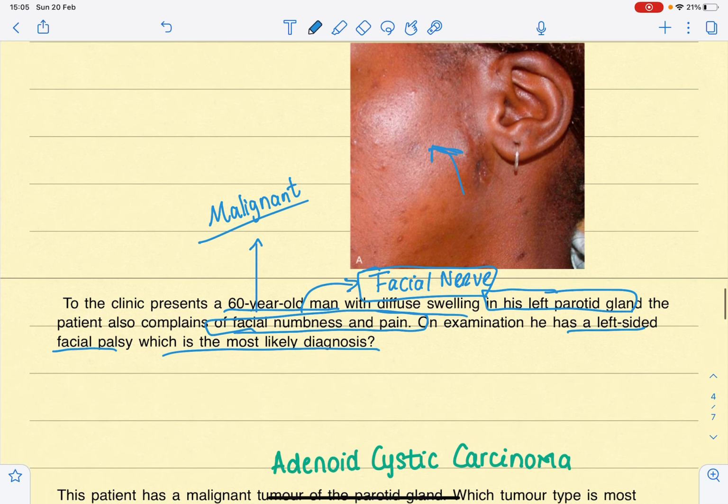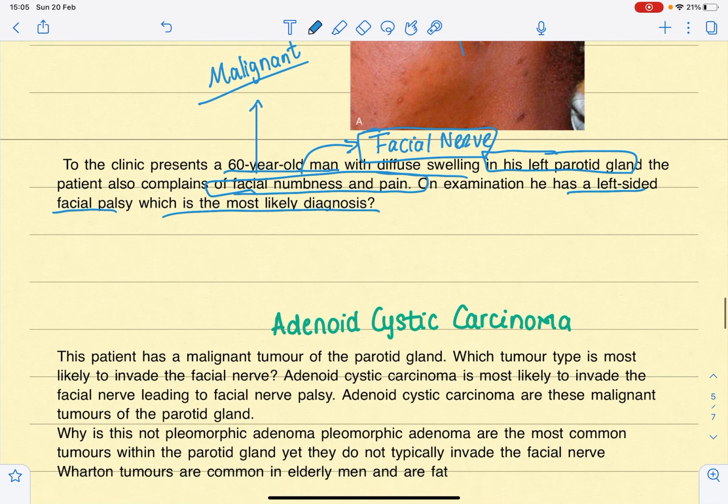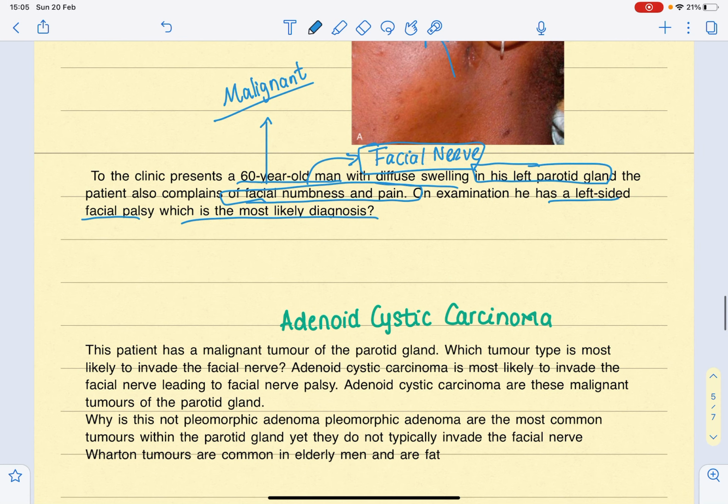So this is the answer. This is an adenoid cystic carcinoma. It is one of the common malignant tumours, not the most common, because the most common is mucoepidermoid. Which tumour type is most likely to invade the facial nerve?